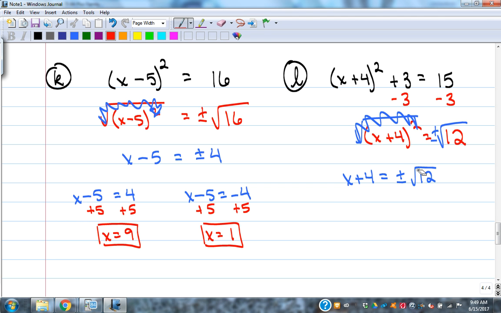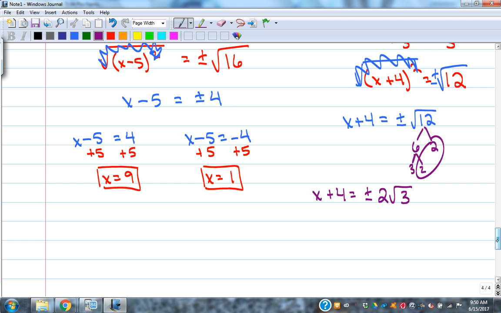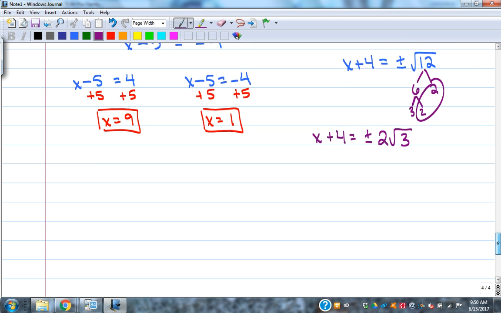But we can break it down a little bit using our factor tree stuff that we talked about on Tuesday. So that'd be 6 and 2, 3 and 2. So there's a pair of 2's. That ends up being x plus 4 equals plus or minus 2 square root of 3. Not the prettiest answer in the world, but definitely unique. You're going to set up two equations. X plus 4 equals positive 2 square root of 3. X plus 4 equals negative 2 square root of 3.